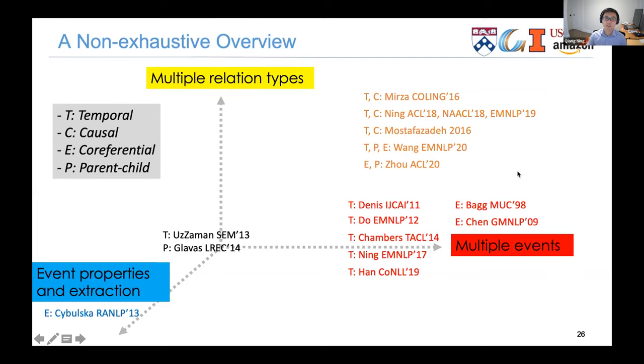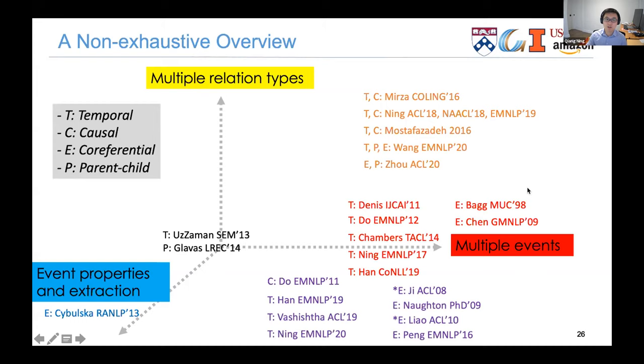And finally, there are also works trying to combine multiple events and also event extraction. For instance, in causality extraction, in temporal relation extraction, and also in coreferential relation extraction. I put star signs here because these two works are not using event extraction to help event coreference, but the other way around. But I still include all of these works for your reference. You will find the titles of these papers later in my talk today.